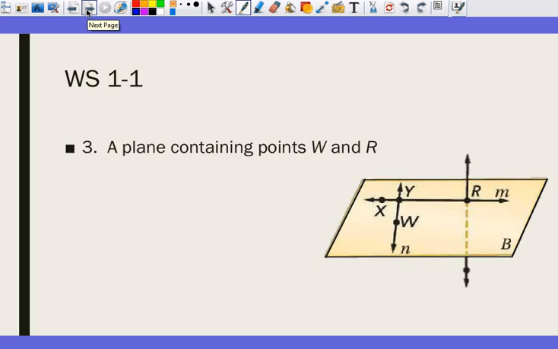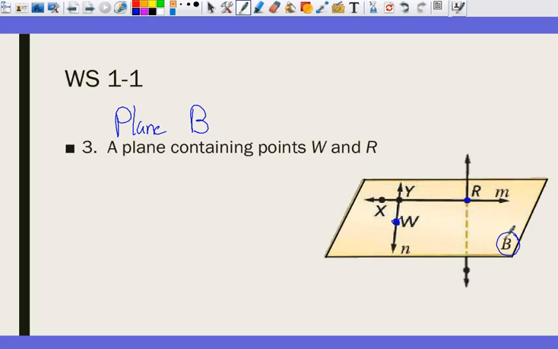A plane containing W, R. Plane containing W and R. Plane B, yeah. Plane B, remember that's from right here. That is not a point. That's plane B. I have a question. How many points does it take to make a plane? It's in your notes. Double check your notes. It takes 3 non-collinear points to make a plane.